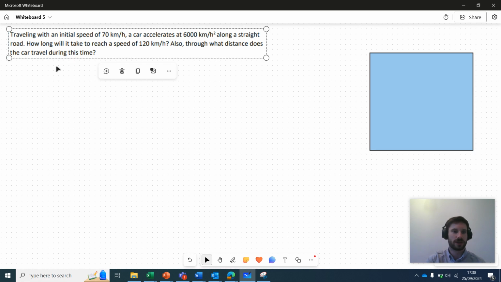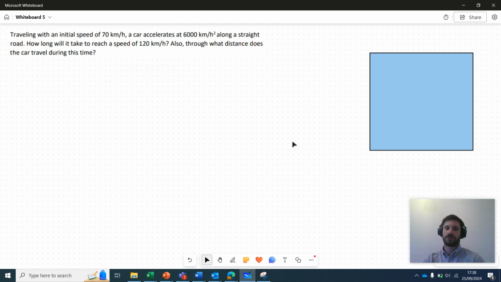So we have this problem here. It states: traveling with an initial speed of 70 kilometers an hour, a car accelerates at 6,000 kilometers per hour squared along a straight road. How long will it take to reach a speed of 120 kilometers an hour? Also, through what distance does the car travel during this time? So this is a relatively simple problem.